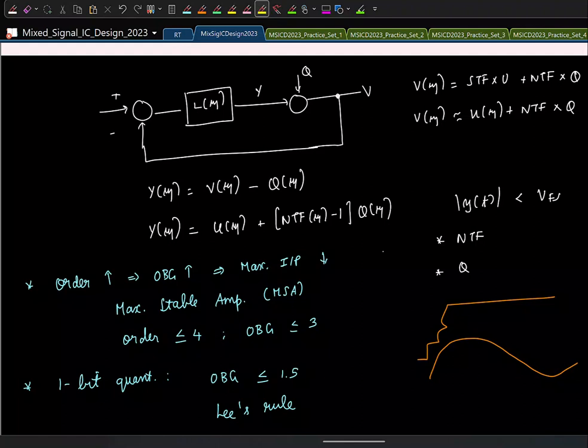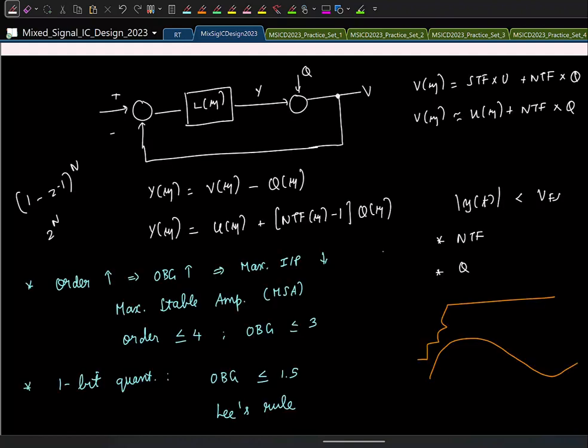So now we just need to figure out how we are going to reduce my OBG. Because now all I know is I have an NTF of the form (1 minus Z inverse) power n. This has an out of band gain of 2 power n. But I'm saying I cannot use this, I have to reduce the OBG. So let's see how we'll do that. And again, we'll take a simple example. I'll take a third order case.